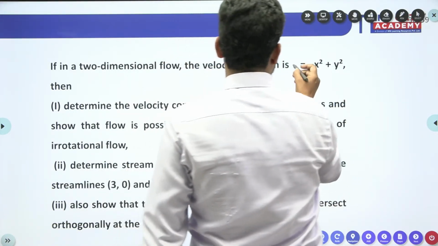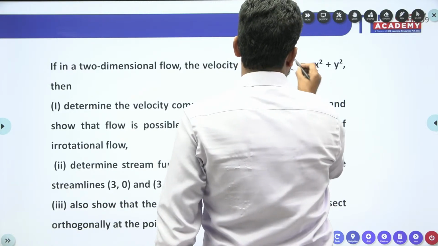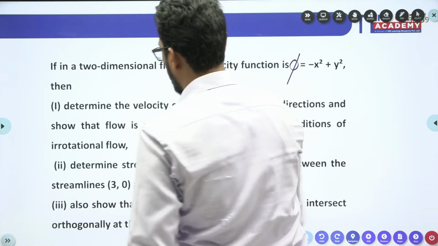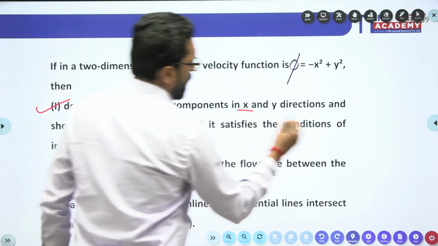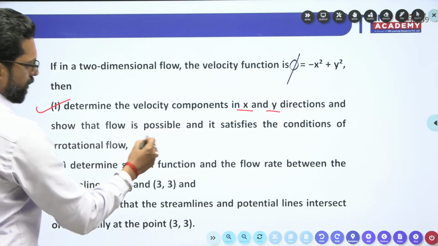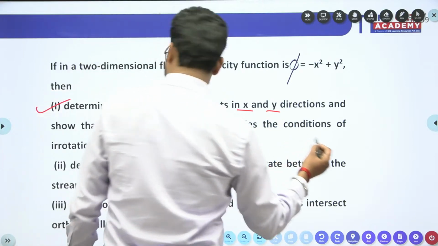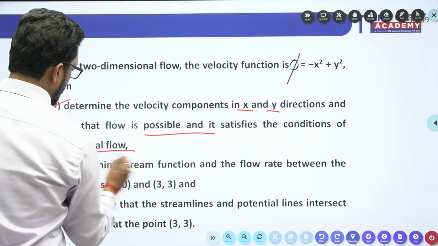A two-dimensional velocity potential function phi is given. Then you have to find the following. Determine the velocity components in the x and y direction, so that the flow is possible and the continuity equation is satisfied. Satisfy the condition of irrotationality. You may check the curl.